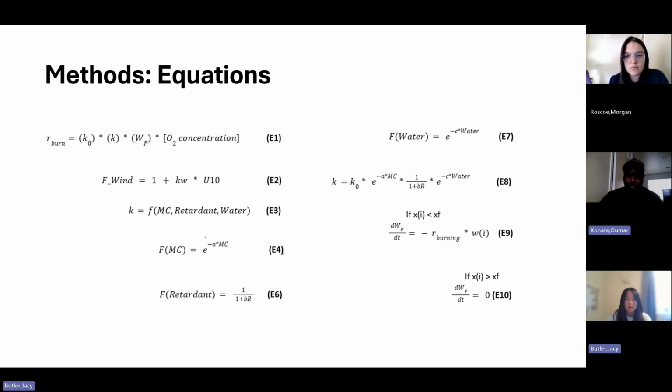Equation 1 defines the rate of burn, which governs this model, where Wf is the fuel density, K0 is the base burning rate of the fire, and K is defined by equation 8. K0 accounts for when all of the other effects go to 0. Equation 2 approximates the oxygen concentration using the effect of the wind on the fire. Equations 3, 4, 6, and 7 take into account moisture content, retardant, and water. And equations 9 and 10 indicate whether the position is behind or in front of the fire front.